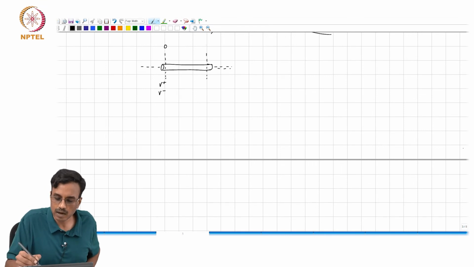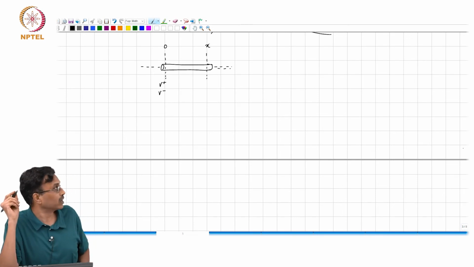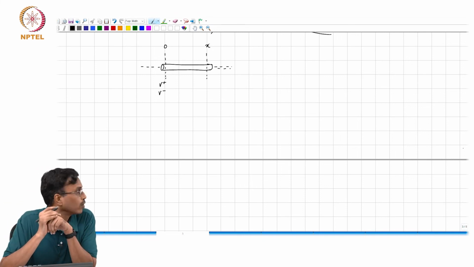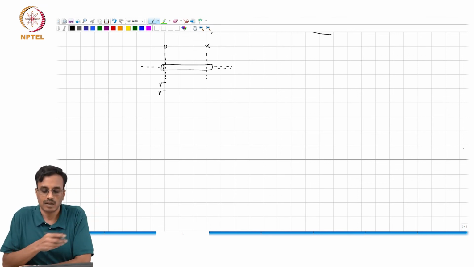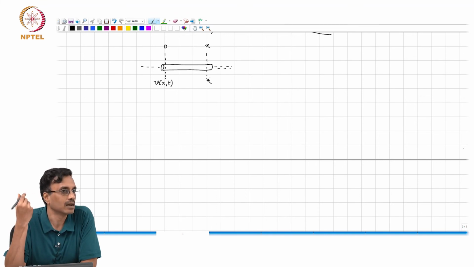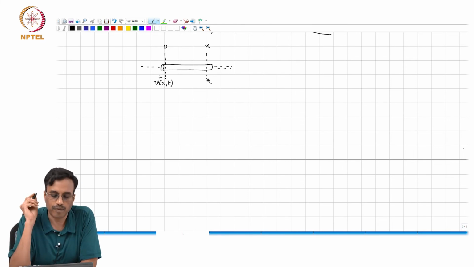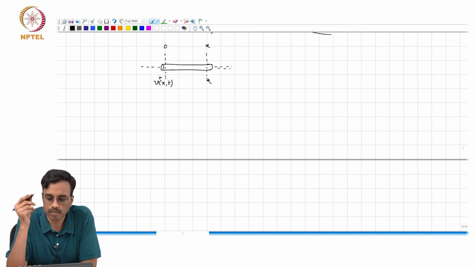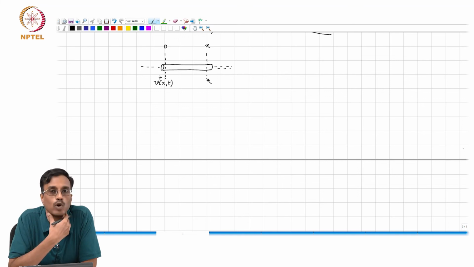Remember, this line goes to infinity, we do not know where it goes. So, at a distance say x to the right, what comment can we make about the forward going wave at position x? Or rather, if you knew that the voltage here was V of x comma t, what comment can we make about the voltage there? Let's call this V plus of x comma t. What comment can we make about the voltage waveform at place x, the forward going voltage wave at x?